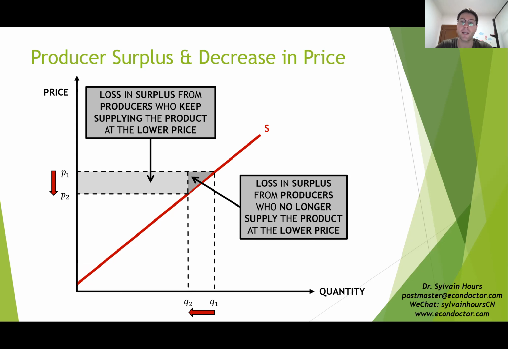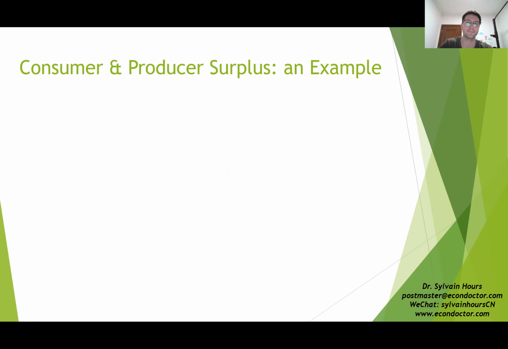And the gray area, this is the surplus lost by those producers who no longer supply the output at the lower price. They used to supply the product at P1, the higher price, but they no longer find it profitable to supply the output at P2, and therefore they no longer make any surplus.